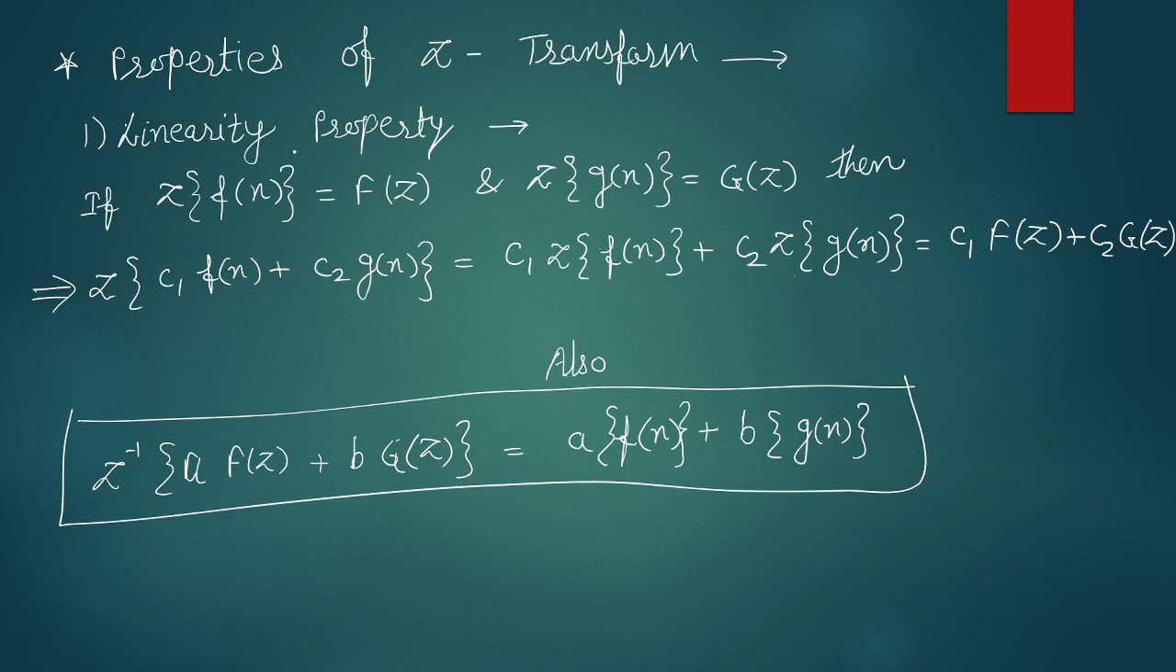Now properties of Z transform. Here the first property is the linearity property. Z transform of f of n equal to capital F of z, and Z transform of g of n equal to capital G of z. Here, Z transform of C1 f of n plus C2 g of n. If we apply the Z transform here, this C1 and C2 are constant values.